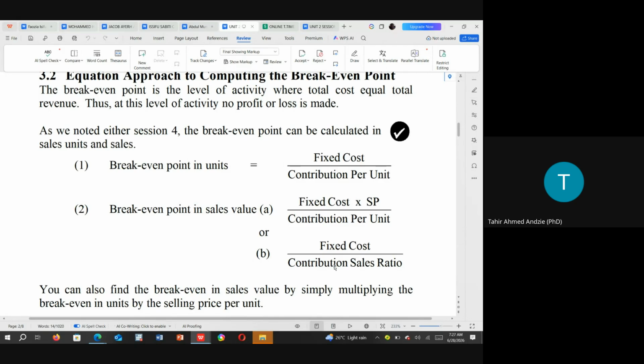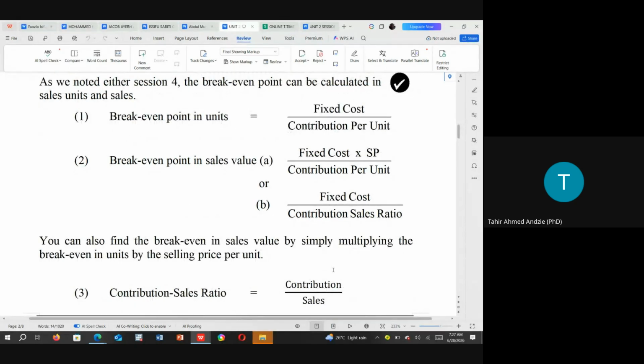That will also give you the total sales revenue. You can also find the break-even point in units. You can also find the break-even point in sales value by simply multiplying the break-even quantity by the selling price, because the first equation gives you the break-even quantity. So if you multiply that by the selling price, you have also gotten it, right?